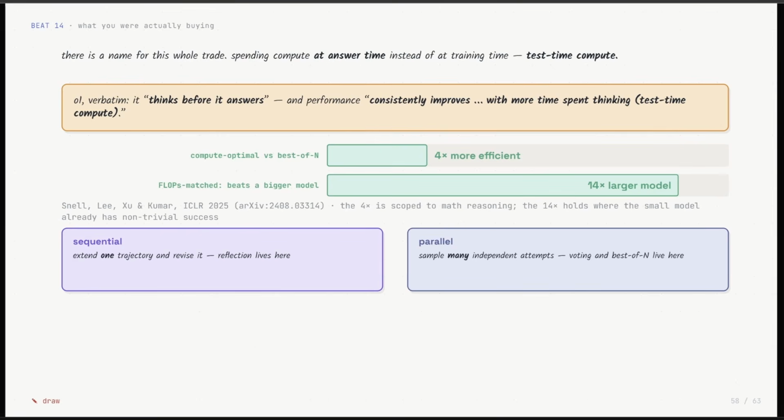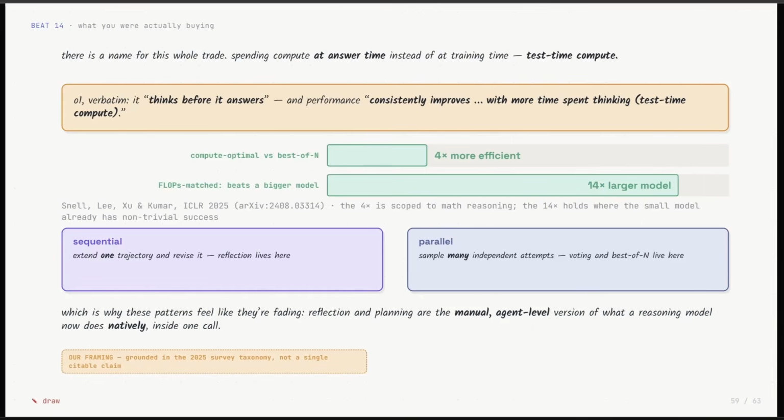Now, the family splits cleanly. You have sequential, which extends one trajectory and then revises it. That's basically what we already called reflection, and that is why its trials cannot be parallelized, because it's sequential, of course. Parallel is the idea of sampling many independent attempts and then doing a vote, and best of n from earlier episodes. Which explains why these patterns feel like they are quietly fading. Reflection and planning are the manual agent level version of what the reasoning model is doing natively today. You don't need to do it in a single call. This framing is basically mine. It is grounded in how the 2025 surveys classify these methods, but no single source states it that cleanly. So take it as my reading, not a citation.